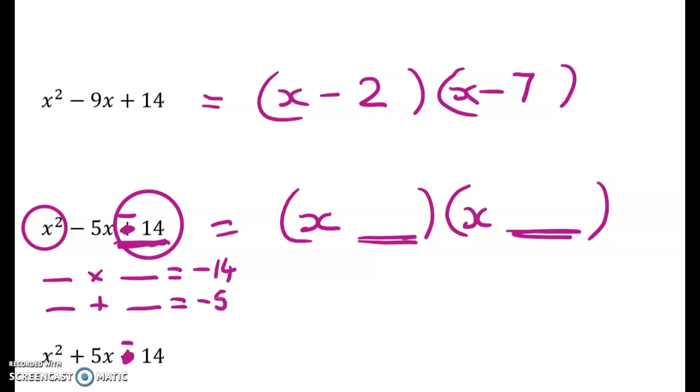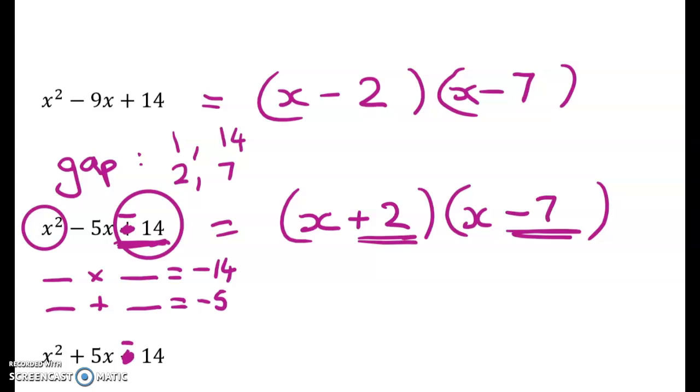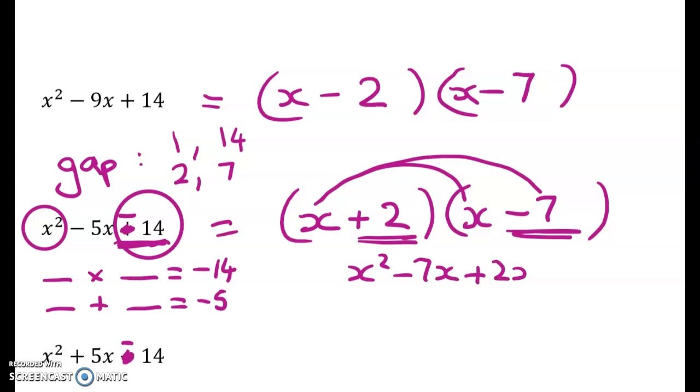So what I'm thinking about this time is the gap between the 2 numbers. If you think about just ordinary old 14 and the factors, what we're looking for is the factors of 14 that have got a gap of 5. Here's why. If I put in here x plus 2 and x minus 7, when we expand back, we're going to get our x squared, take away 7x, plus 2x minus 14, which is what we want.